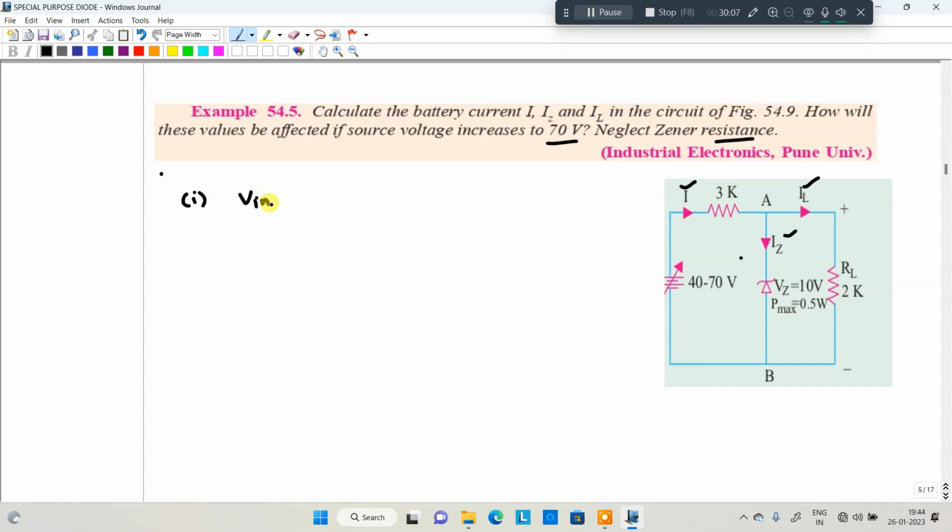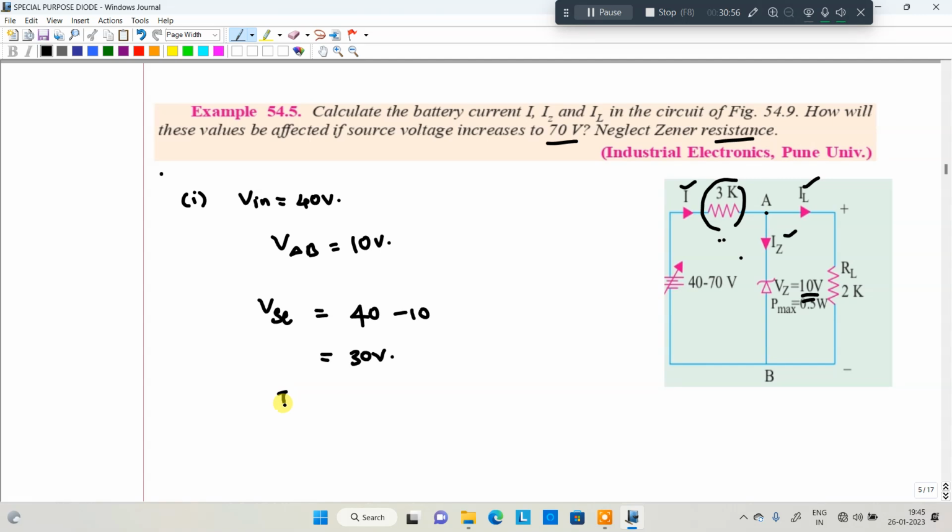Case 1, V in is equal to 40 volt. Here V in is given as 40 volt. What about VAB? VAB is given, that is the Zener voltage: VAB is equal to 10 volt. What is the series resistance? The series resistance is given as 3K. The voltage across the series resistance, we can take as Vs, the voltage drop, is equal to 40 minus 10. So the voltage drop here is 30 volt. Then the total current will be 30 divided by 3K, which is 10 milliamperes.